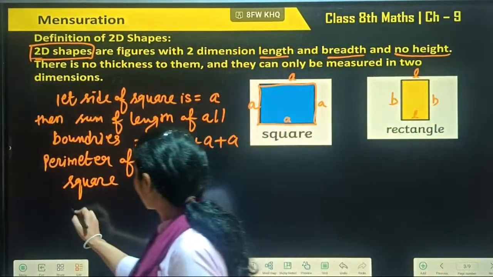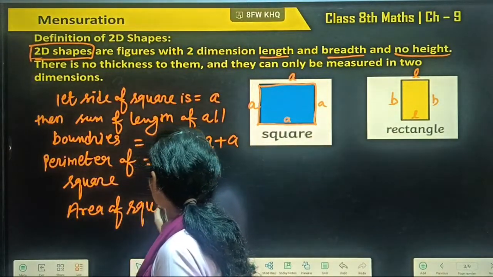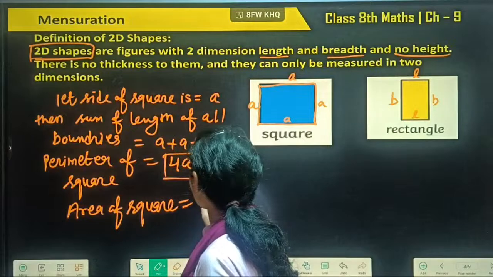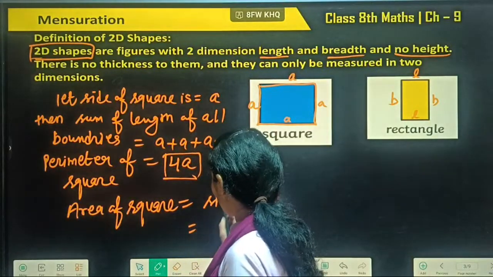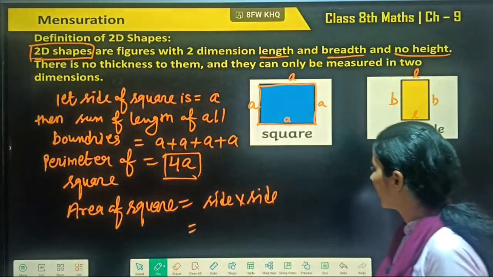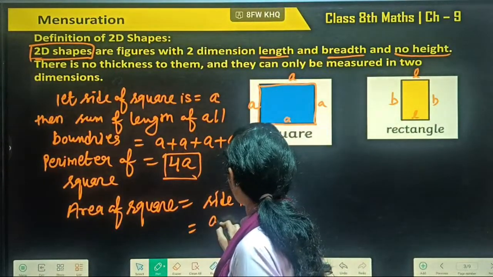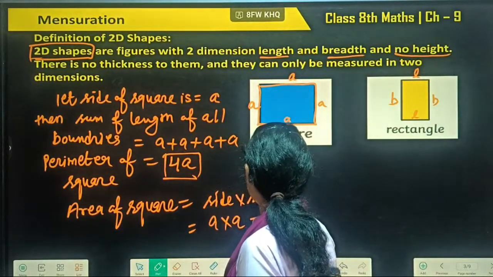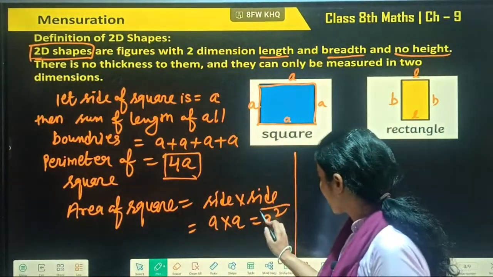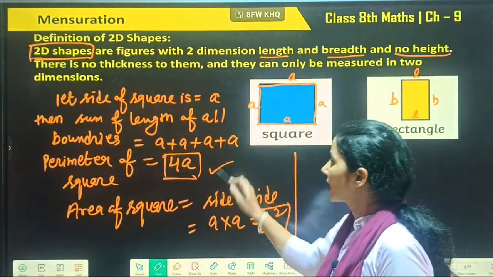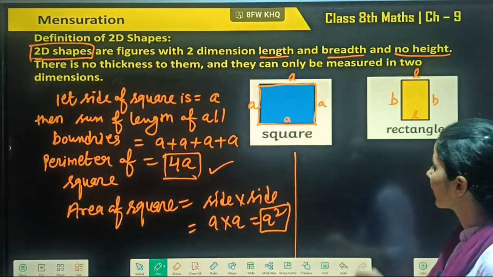Area of a square is side into side. If we multiply side and side of the square, then we will get its area. In this, side is A into A, that is A square. So the area of a square is A square, and the perimeter of a square is 4A.